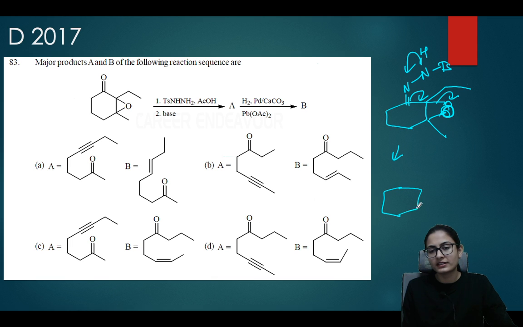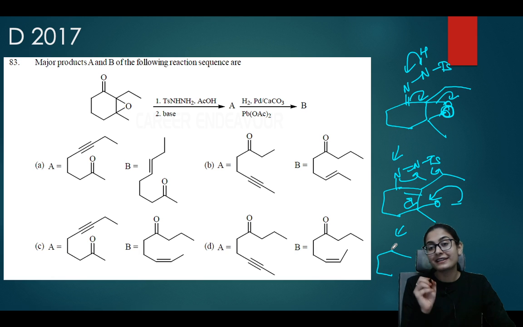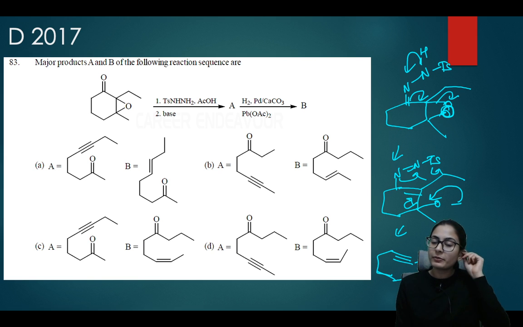So it will become like this. Yes, very well. And now when the bond opens up, it is going to give you this kind of a product, which is definitely present in the options. Okay, so this is definitely present in the options.